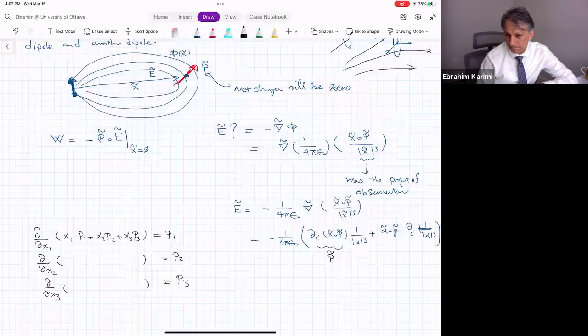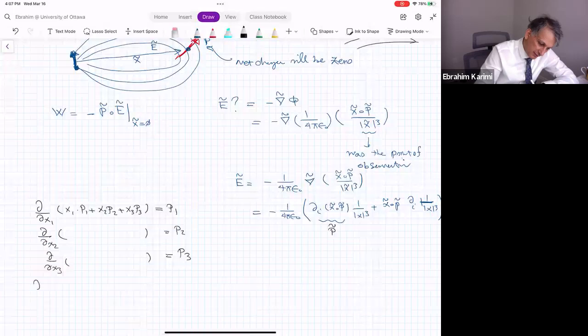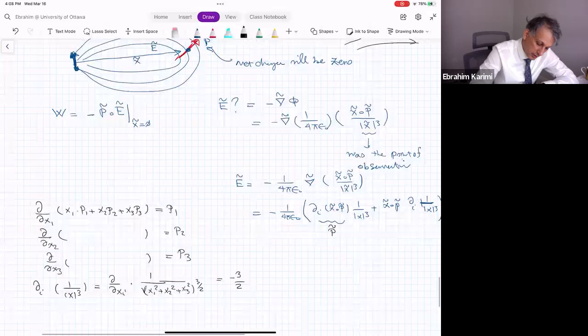All right? What about the last term, which is the derivative with respect to xi of 1 divided by x to the power of 3? That means the derivative with respect to xi of 1 divided by the square root of x1 squared plus x2 squared plus x3 squared, to the power of 3. That is, the power of 3 divided by 2. That will be minus 3 divided by 2, and then that will be 2xi.